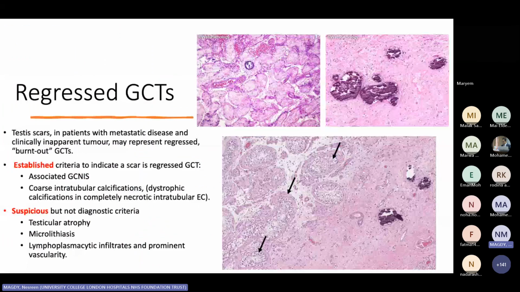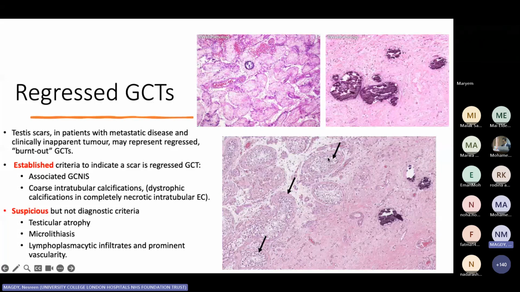A quick slide about regressed germ cell tumors for the purpose of microscopic description. Having or seeing a scar within the testicular tissue, especially in patients with metastatic disease but no clinically apparent tumor, may represent a regressed or burnt-out germ cell tumor. There are some criteria that may help to distinguish whether this is a regressed germ cell tumor or just a scar of trauma. These criteria, the established ones, are the presence of thickness in the background.